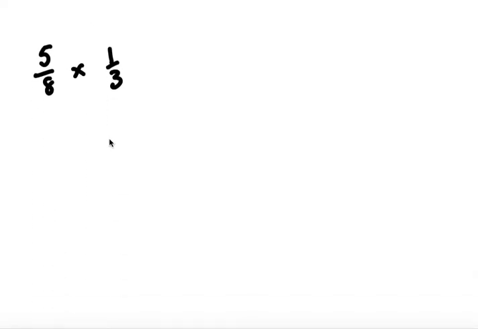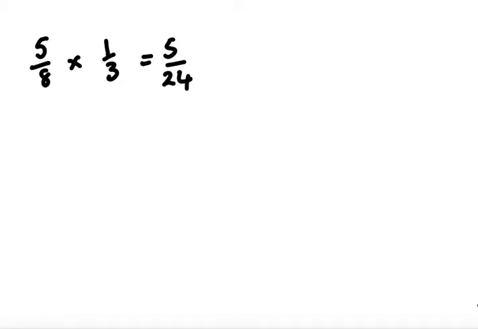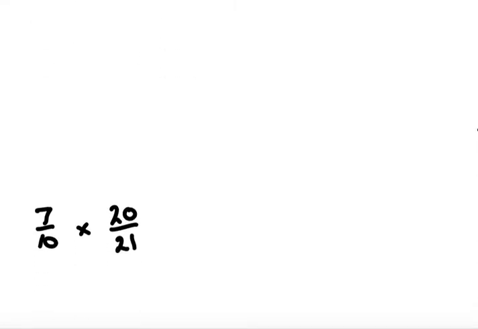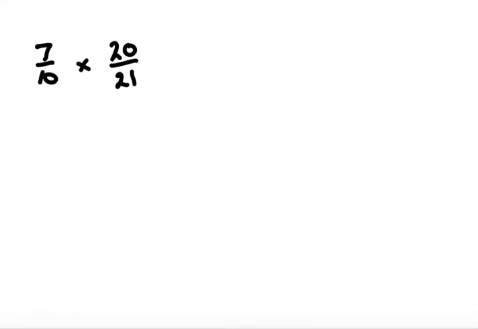So here's our first question. All that we need to do for this one, 5 times 1 is 5, 8 times 3, 24. That's pretty easy. For something like this, to avoid getting big numbers, we can cross-cancel. So by cross-cancelling, I'm going to say how many times will 10 go into 20? 10 goes into 2 twice.